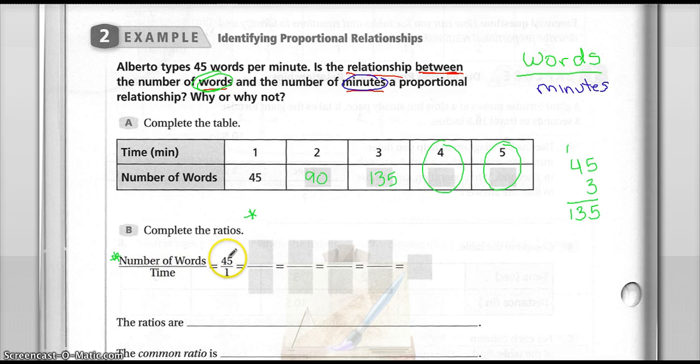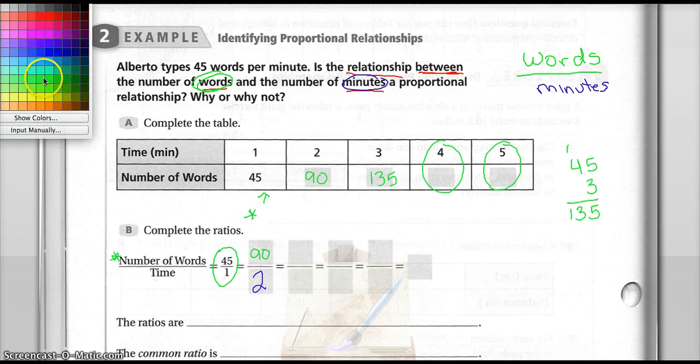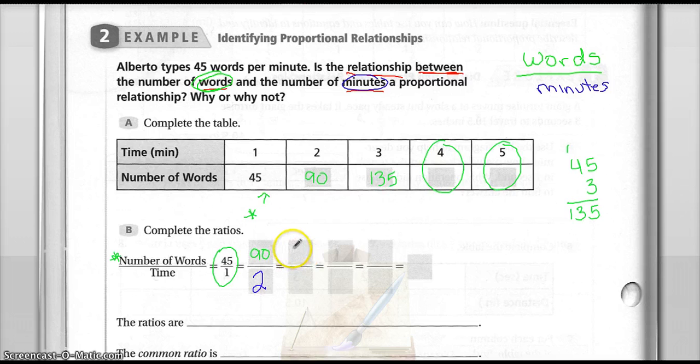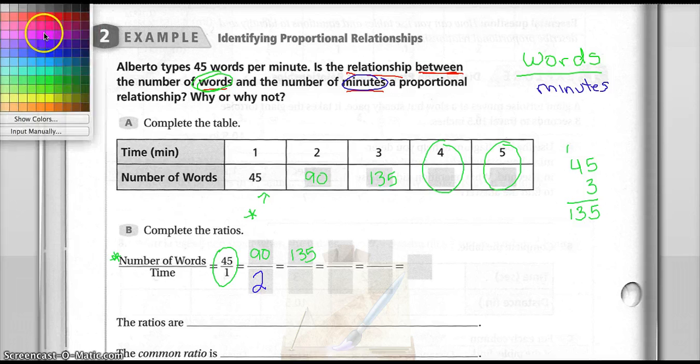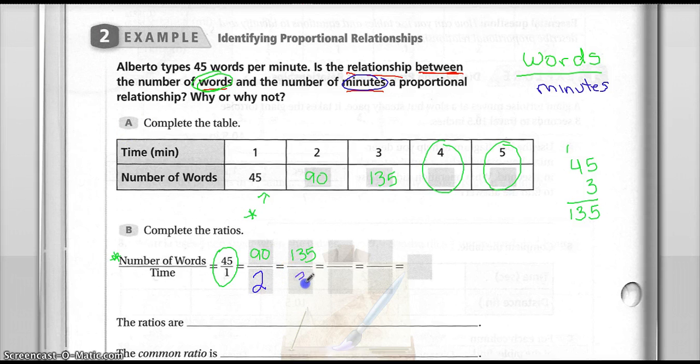So the number of words for this first one, they gave you this first example right here, is 45 to 1, which is this one. So now we need to do these other 4 boxes. This one is 90 words, and how many minutes did he take to do 90 words? Well, it took him 2 minutes. So then the third box is 135 words, and how many minutes did it take him? You can look at your chart and see that it was 3 minutes.